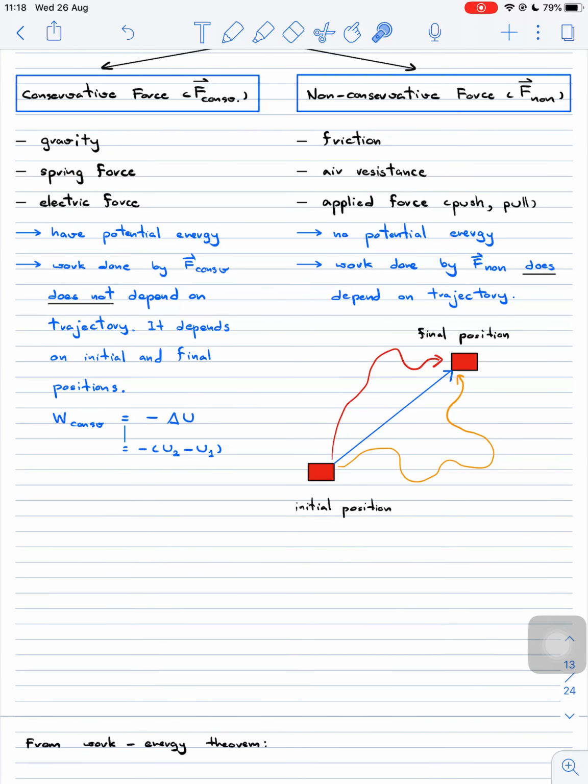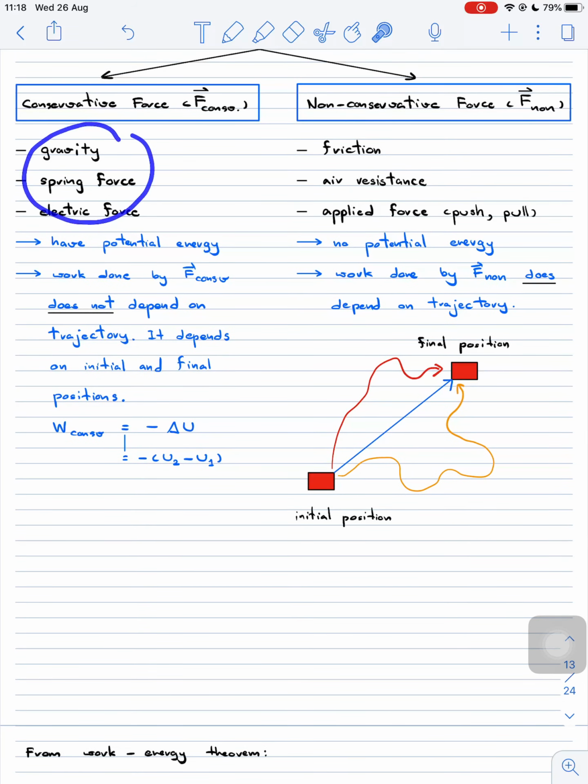But then how about the conservative force? Examples are gravity and the restoring force of the spring. And in Physics 2 we will learn about the electric and the magnetic force as well. This type of force has potential energy. We know that the potential energy of gravity is mgy, the potential energy of the spring is 1/2 kx squared, and we also have the potential energy of the electric and the magnetic force.